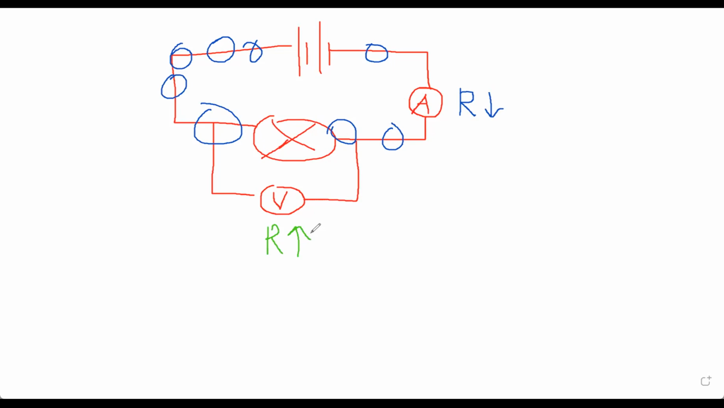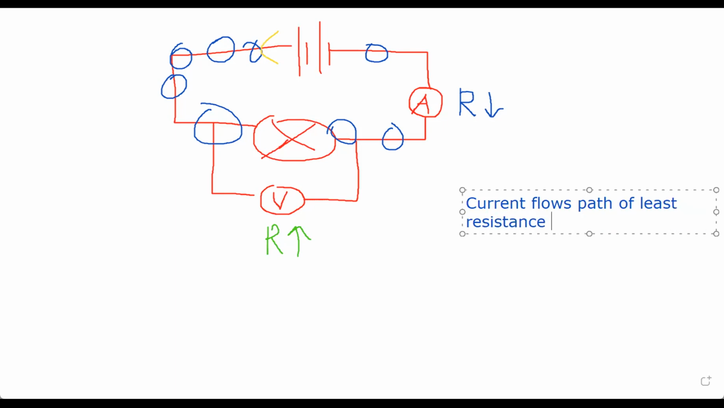They have very high resistance because, listen up, this is something you're going to learn also: current will always flow the path of least resistance. I state this again: current flows the path of least resistance. I want you to imagine this current is like a flow of water.